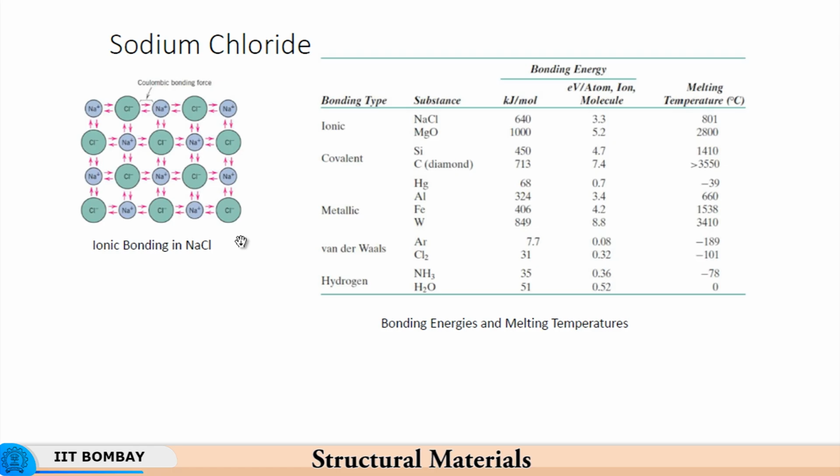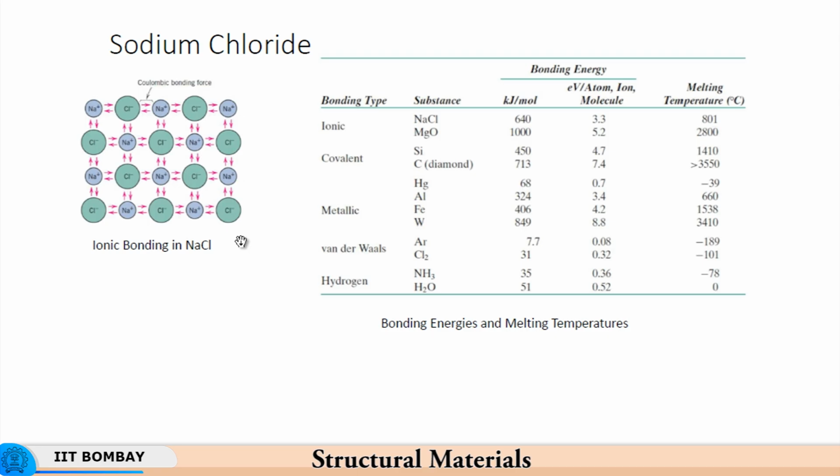So sodium chloride has got one single electron being exchanged. So sodium gives one electron to chlorine. So 640 kilojoule per mole is relatively lower energy as compared to magnesium oxide, and the corresponding melting temperature is also relatively lower.